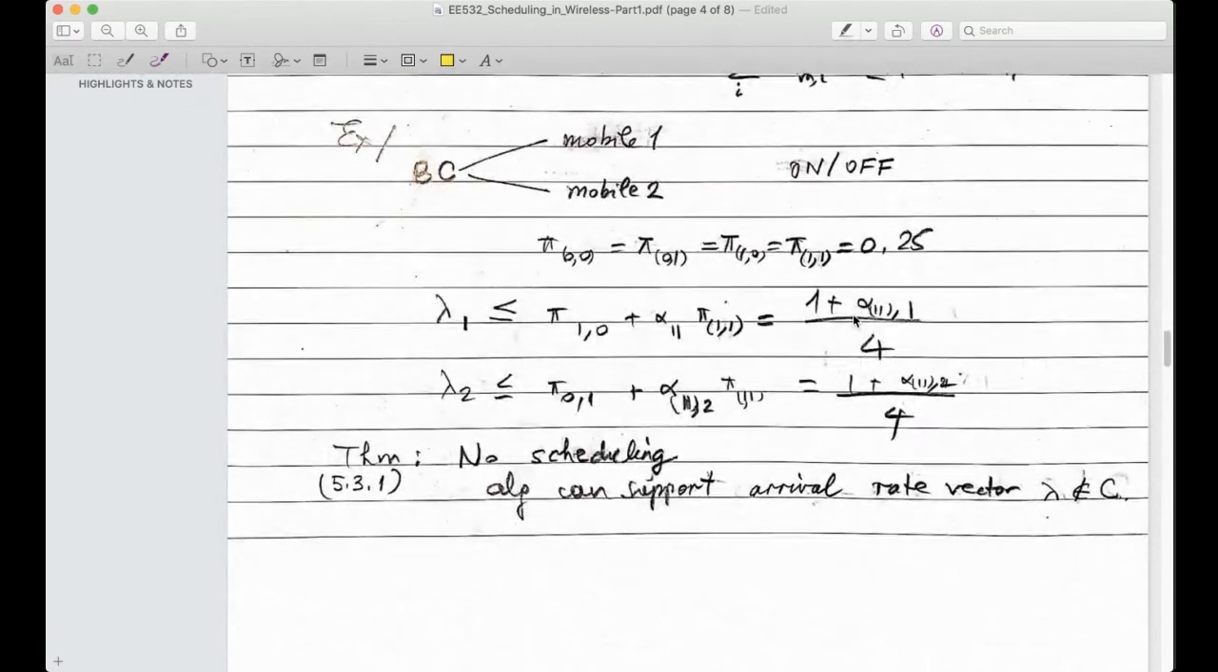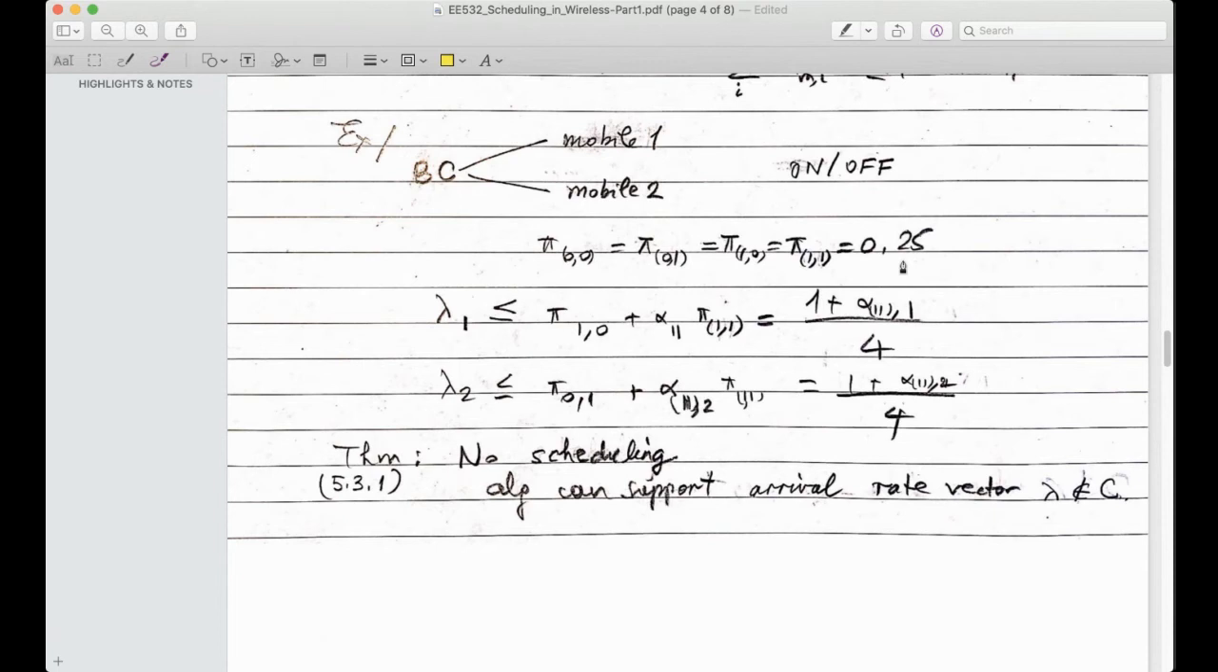The same example as before: downlink with two users, and the channels to the two users are on-off channels. It means they are equiprobably on or off, independently of each other. So there are four possible states, right? Off-off, off-on, on-off, and on-on. Four possible states, each occurring with probability 1/4.